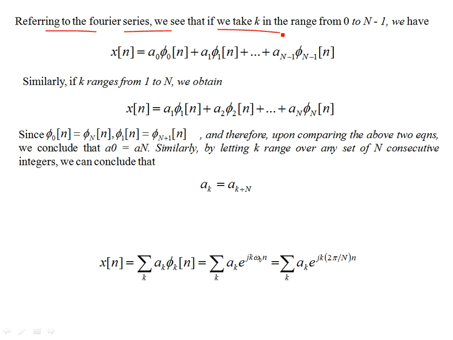We see that if k is in the range of 0 to n minus 1, you can go on expanding in terms of Fourier coefficients and exponentials like this. Then if you compare this with the range 1 to n, well, you obtain this expression. Okay, so from 1 to n, the expansion of the Fourier series is like this. It's given in the second expression.